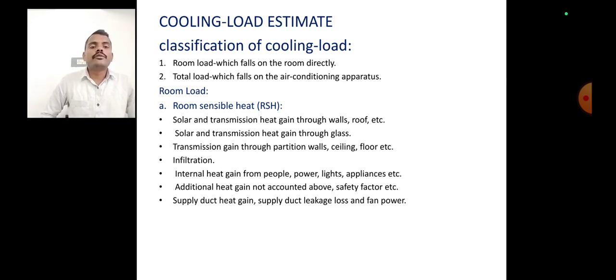Next is the internal heat gain from people, power, lights and appliances. The internal heat gain means people are using the air conditioned space. They generate heat. Basically, human beings and all living beings generate heat because we use energy. By decomposing or digesting our hydrocarbon based food, we automatically generate heat and energy. The heat is transferred to the room air, and it is additional to the room air. People, power, lights, appliances.